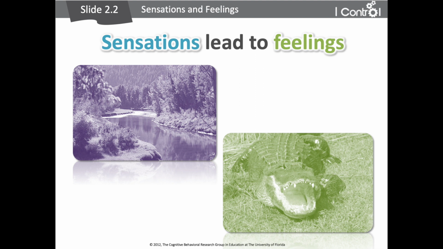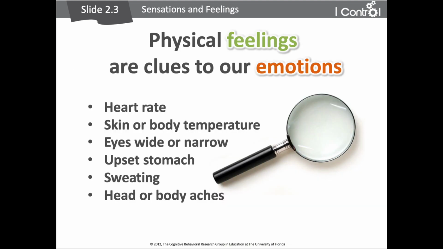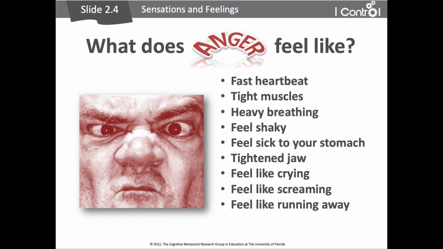Feelings provide clues to your emotions during a situation. You use your brain to interpret your physical feelings and actions and label them as emotions such as happiness, sadness, fear, or anger. Physical feelings such as heart rate, skin, or body temperature, how wide open your eyes are, how your stomach feels, sweaty hands or body, shaking in your body, and headaches or body aches all act as clues. There are many different clues that help you understand the emotions you're experiencing.